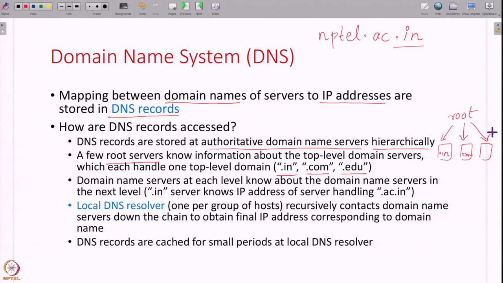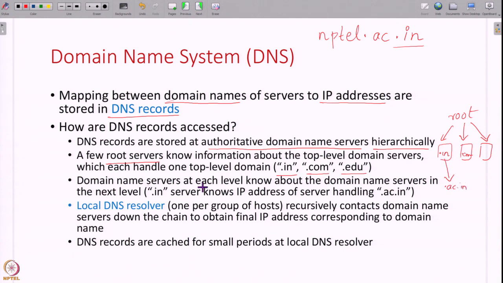So, if you want to resolve this name into an IP address, you will first go to the root server. The root server says, okay, I do not know about this name, but you talk to the .in server and it will give you the address of the .in server. Then you will go to the .in server and the .in server will give you the IP address of the .ac.in server.